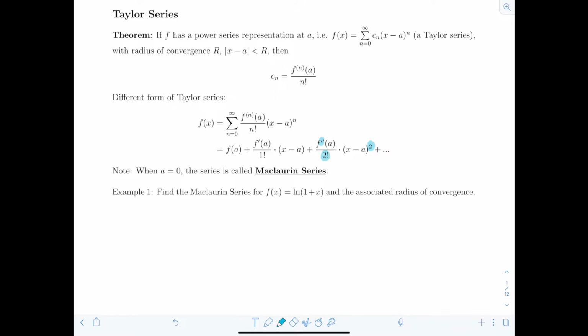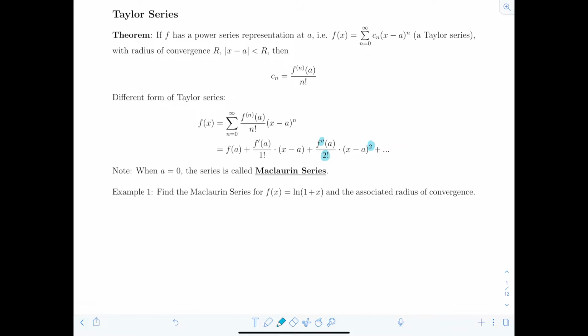Now, when a is equal to 0, so when your power series is centered at 0, it's called a Maclaurin series. So special case of a Taylor series. These have so many applications in mathematics, so the basis for understanding this is really important. Now let's look at an example.